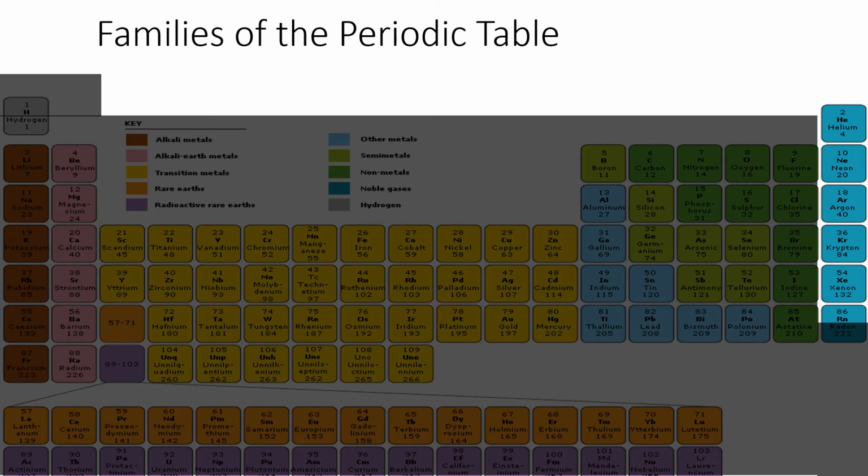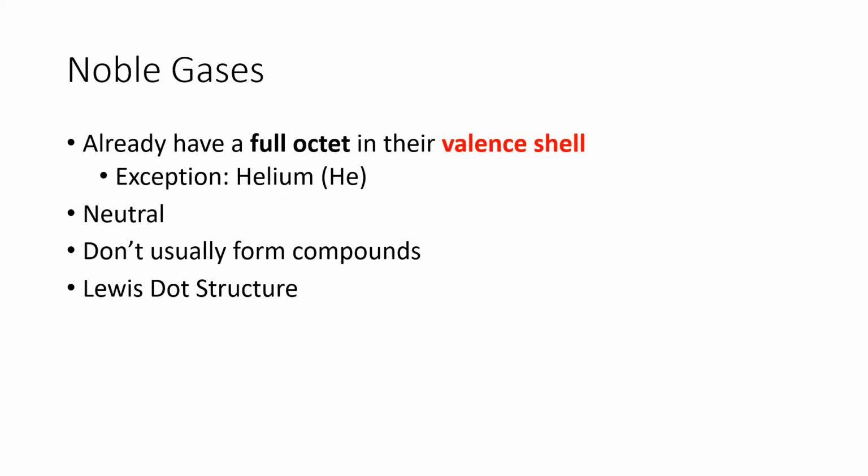So the last family is the noble gases: helium, neon, argon, krypton, xenon and radon. Sorry about that cutting off on the bottom. The noble gases already have a full octet in their valence shell except for helium. The reason it can't have a full octet is because it's only 1s2. It only has 2 electrons, period. These are for the most part neutral and don't usually form compounds.